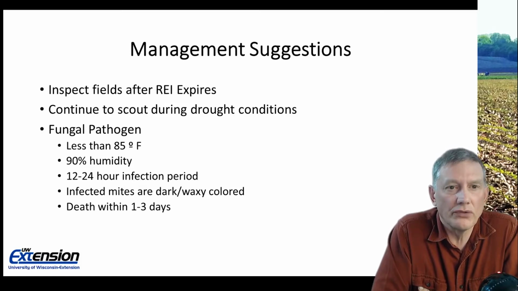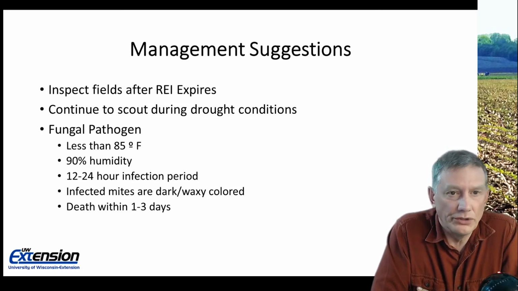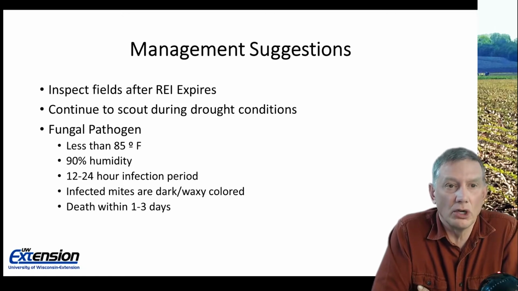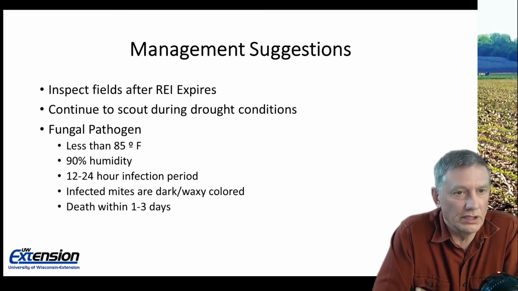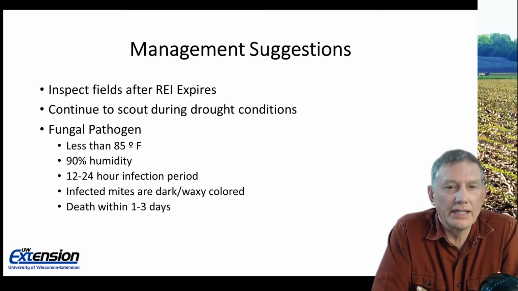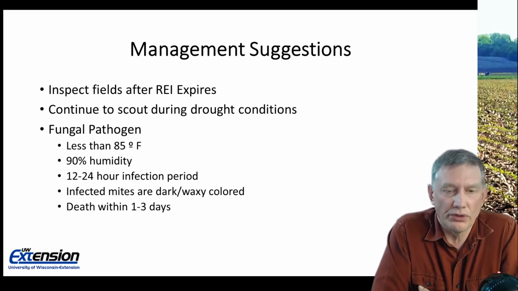There are other factors that will help control two-spotted spider mites other than just weather. There's a fungal pathogen that will help control it, but it's going to be most common when temperatures are less than 85 degrees Fahrenheit and you have 90% humidity or above. It will take an infection period of 12 to 24 hours. And those infected mites are going to be kind of darker or waxy in color, and death is going to be within 1 to 3 days.